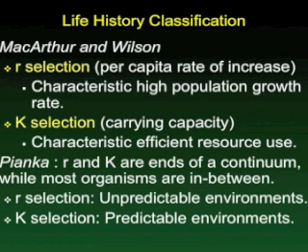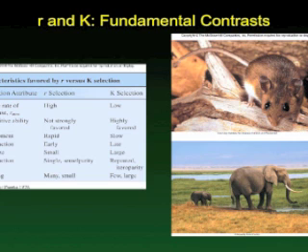Now, Pianka showed that most species actually are somewhere in between these two extremes, and there's really a continuum of r-selected to K-selected species. Table 12.1 in your textbook gives you a good listing of the characteristics that are favored by r selection versus K selection, and from this you can get an idea of what these two different classifications of species are.